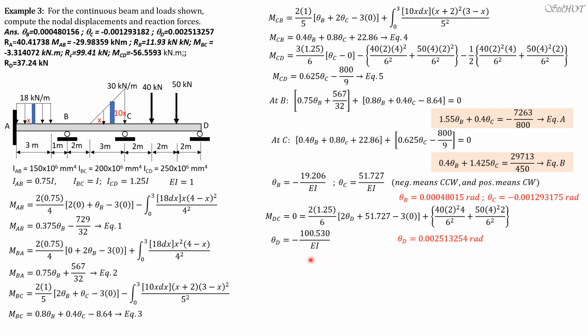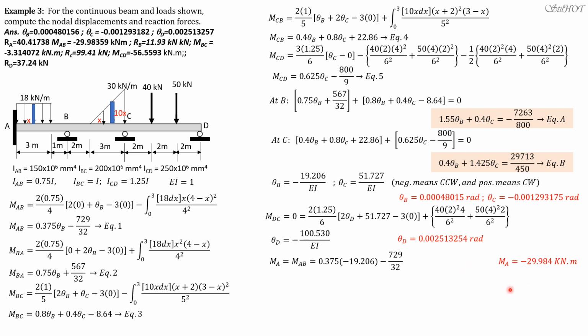Then let's solve for the moment at A. The moment at A is simply moment AB. So 0.375 of theta B, which is negative 19.206, minus 729 over 32. So moment A is negative 29.984 kilonewton meter. So the sign is final.